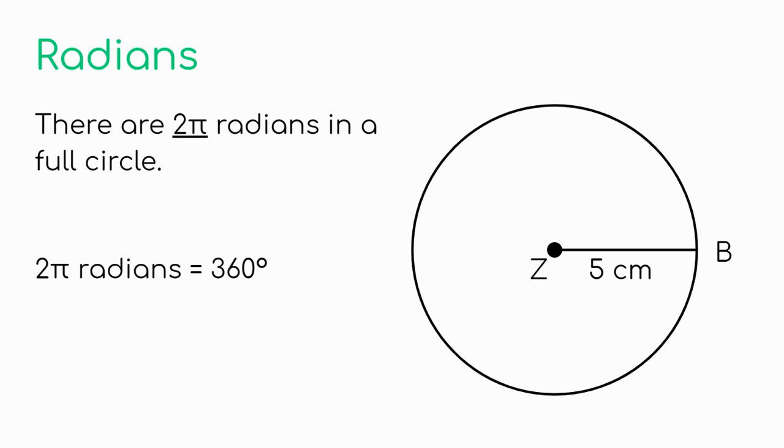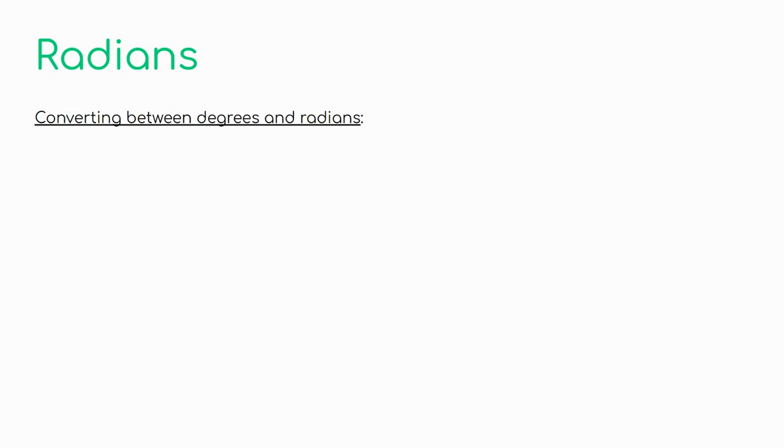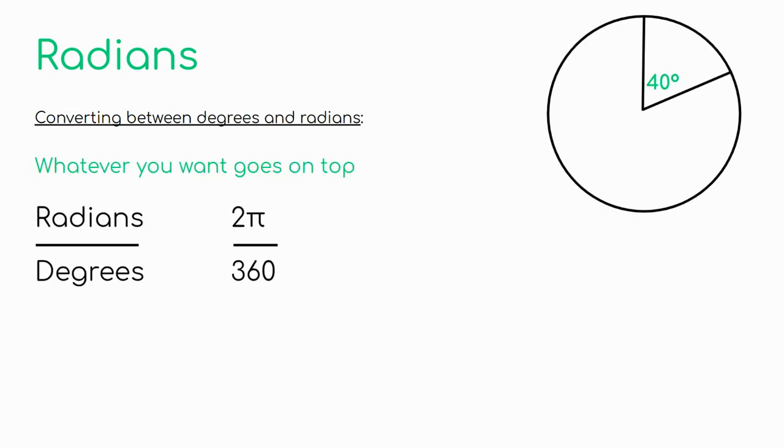Since we have two different units, the first thing we're going to talk about is how to convert between degrees and radians. Here's a circle. I know that that angle is 40 degrees. I want to see how many radians is the same as 40 degrees. Here's how we're going to set up our problem. Whatever you want goes on top. I want radians, I have degrees, so I'm going to put radians on top. I'm going to compare radians over degrees. How many radians are in a full circle? 2 pi. How many degrees are in a full circle? 360. So I've got this magic fraction comparing my radians to degrees, 2 pi over 360.